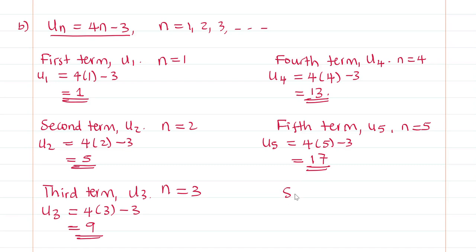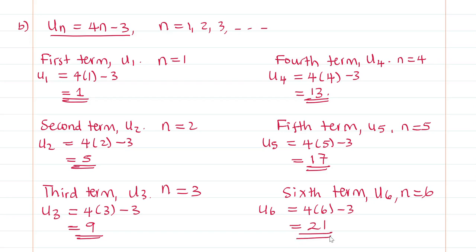And finally, our sixth term, which is u6, and here n becomes 6, so that we get the number in position 6. Therefore, our u6 here becomes 4 times 6 minus 3. 4 times 6 is 24, minus 3 is 21, and therefore our sixth term is 21.